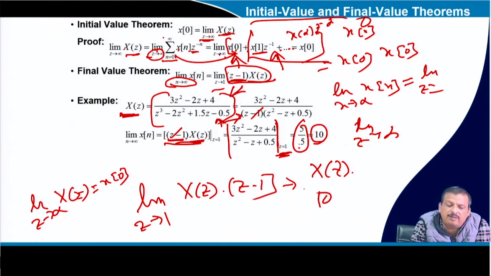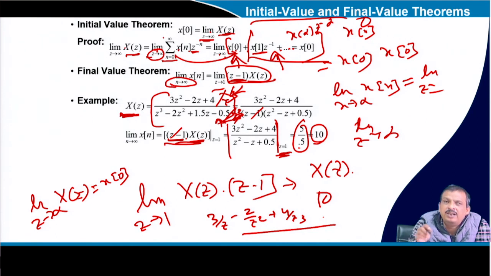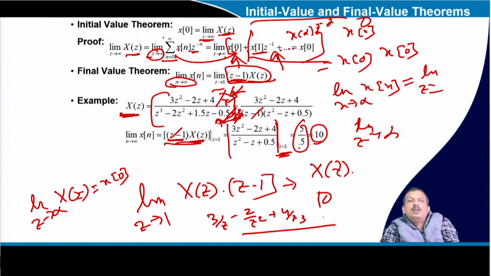Then what is the initial value? I can put z equal to infinity. So, I have to divide both sides by z cube. Then I get 3 by z minus 2 by z square plus 4 by z cube, divided by the similar terms. That way you can evaluate the limit and get the initial value.